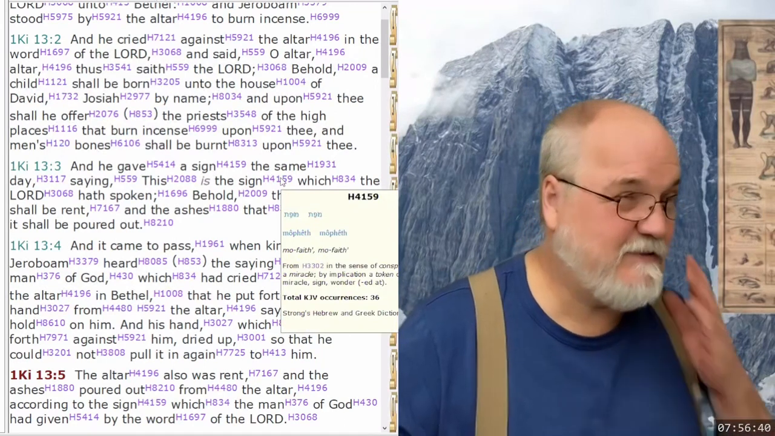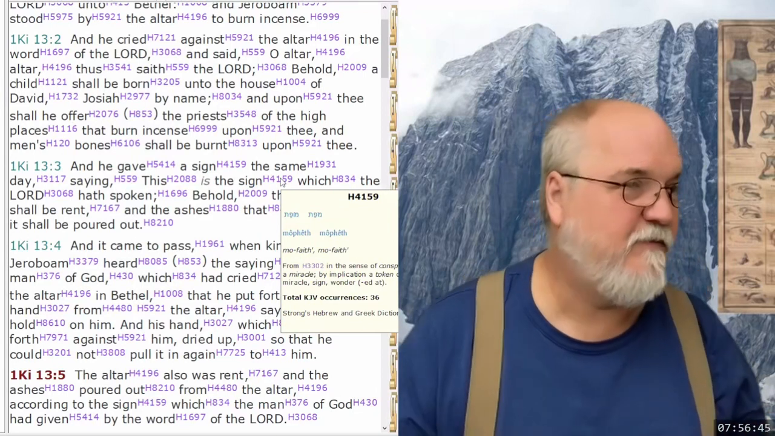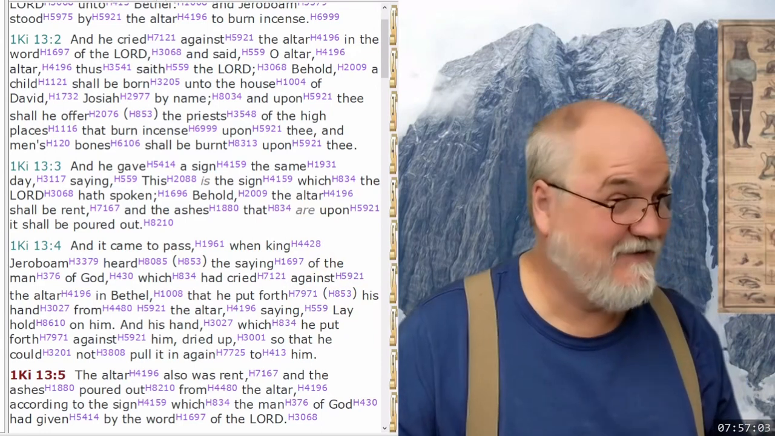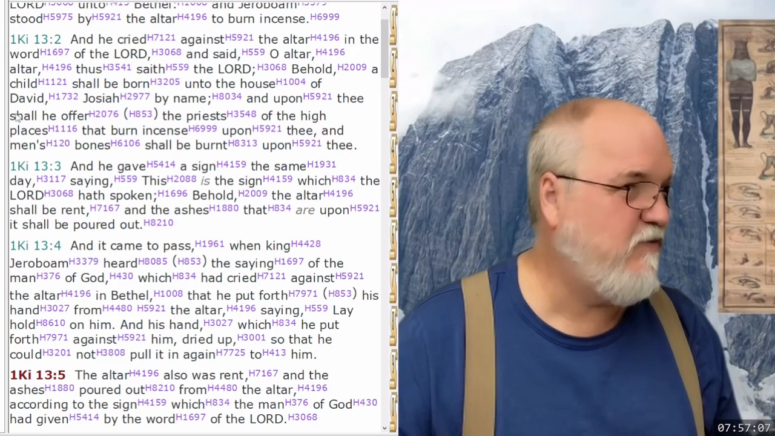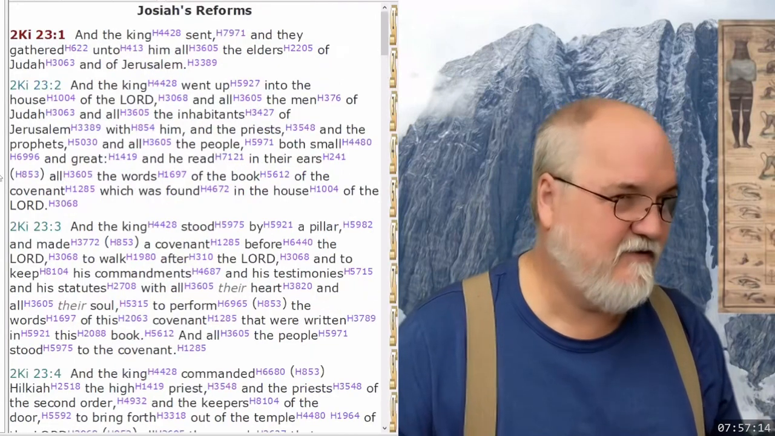Something conspicuous, a token or an omen. Because when is this going to be fulfilled? It talks about this altar. So we know when we go to 2 Kings 23, because this is going to be about Josiah.